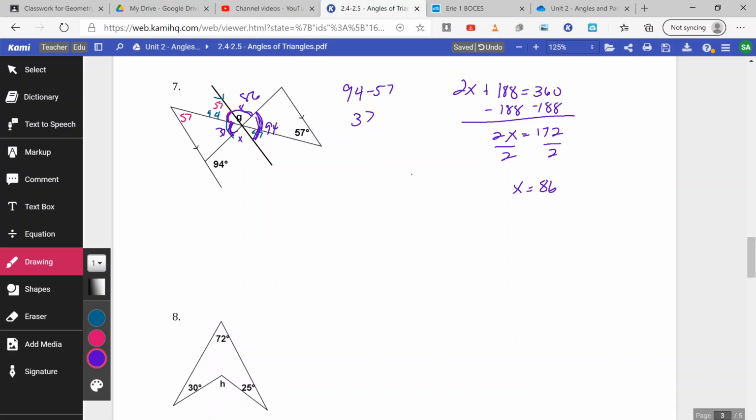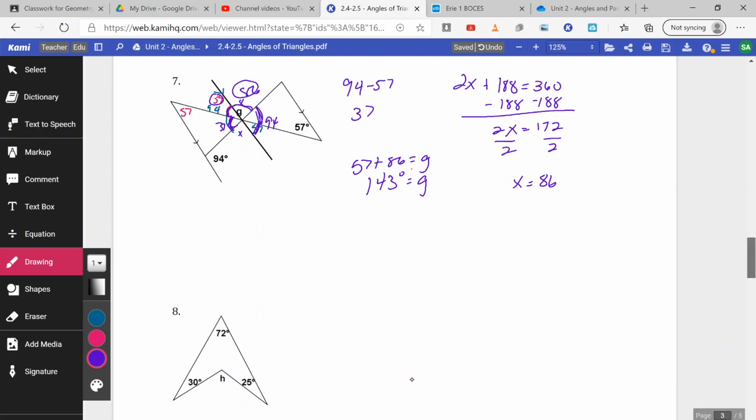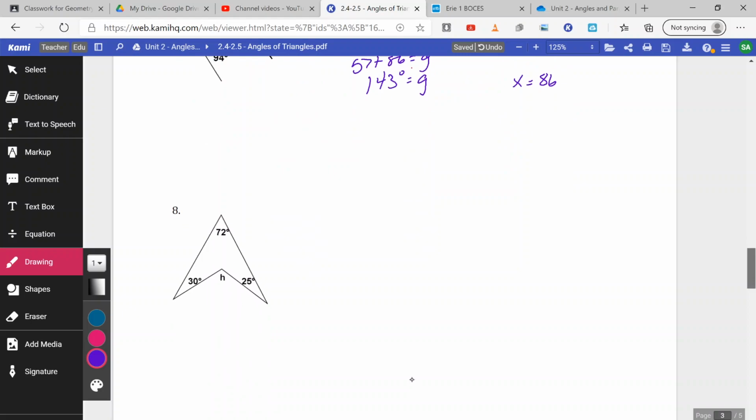So G being 57 and 86, I get 143 degrees equals G. So that was kind of convoluted, a little long, but we get there in the end.